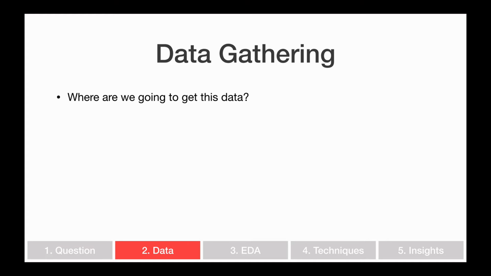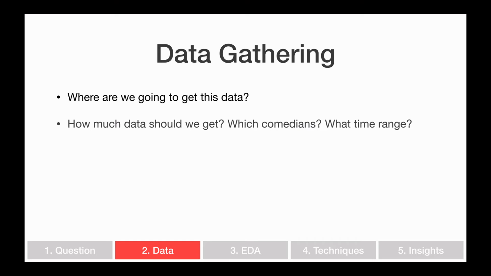So my first question is, okay, now that we have this question, where are we going to get the data? And then how much data should we get? Which comedian should we get this for? For what time range? This is a really open-ended question, and it's hard to narrow down your scope.